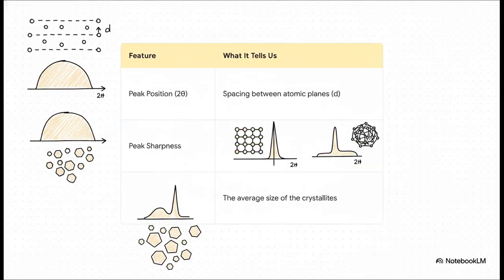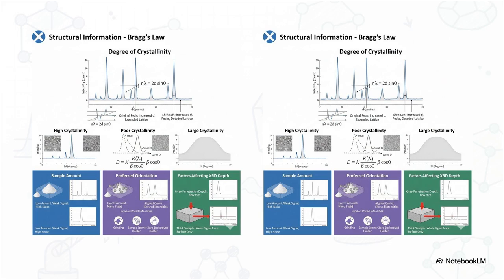The position of a peak along the bottom axis, that tells us the spacing between the layers of atoms. How sharp and pointy a peak is, that tells us how perfectly ordered the crystal is. And even the width of the peak can tell us the average size of the tiny little crystal grains inside the material.